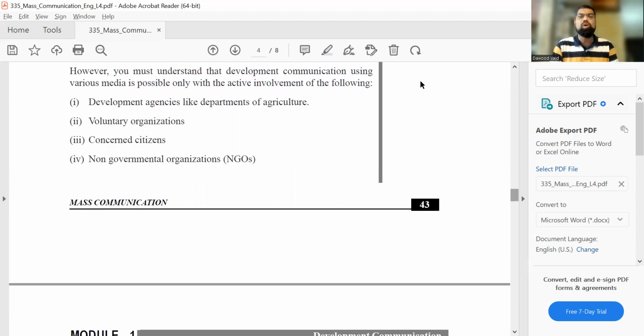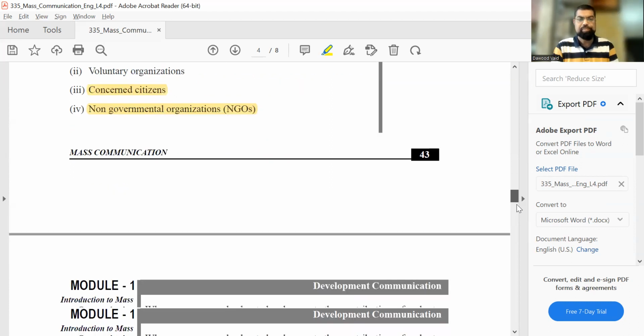Very quickly, what organizations are mostly involved in this part? As I said, a lot of NGOs. So non-government NGOs are there. Individual concerned citizens are there. For example, environmental activists like Greta Thunberg, very popular. Or you have government departments like Department of Agriculture, Department of Fisheries, who are involved in this kind of program.